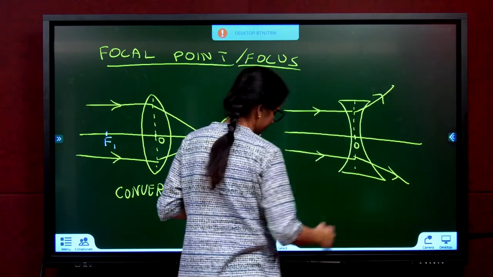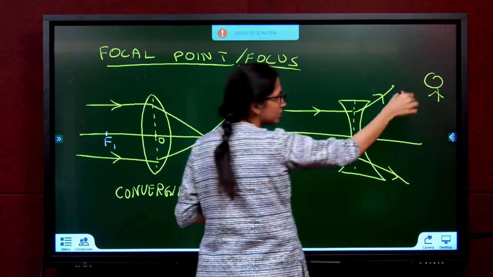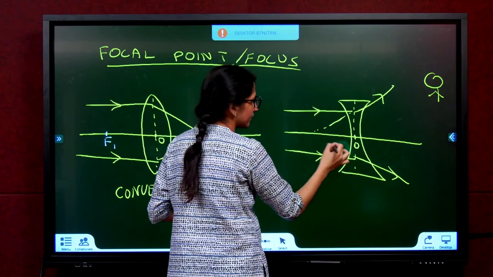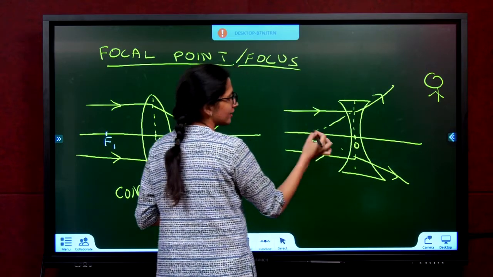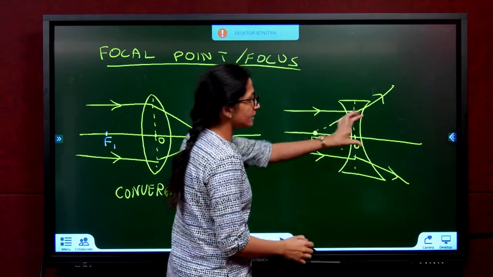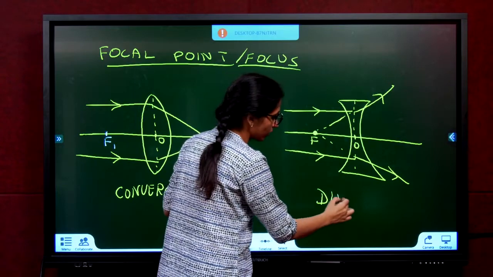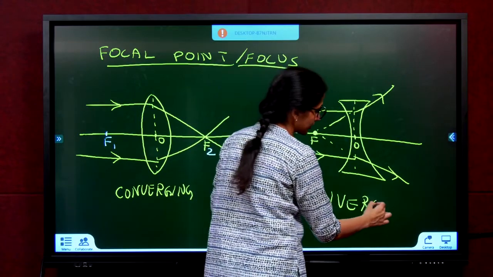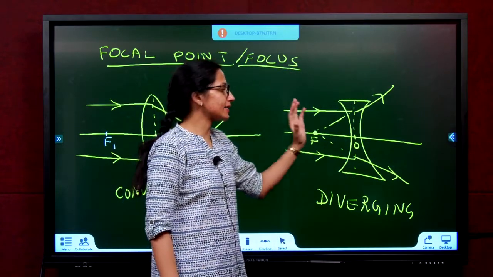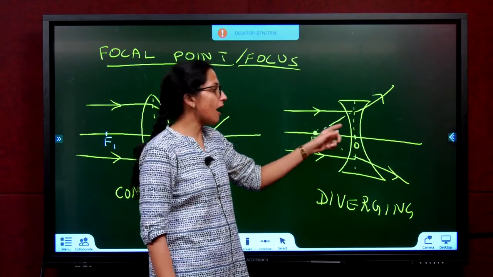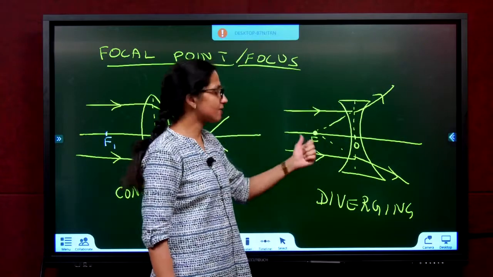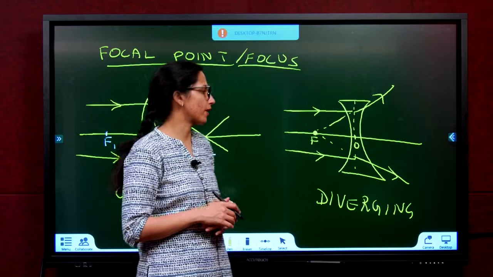If there is someone standing here and trying to observe these rays, that person will think that these rays are coming from a point behind. This becomes the focus. So, what is happening? The rays are diverging from one point. That's why concave lenses are called diverging lenses. Now let's define it. When a set of parallel rays are incident on a concave lens, after refraction, they appear to come from a point.